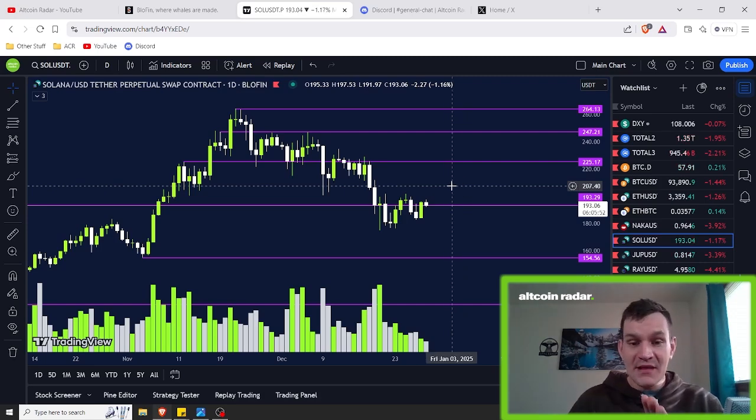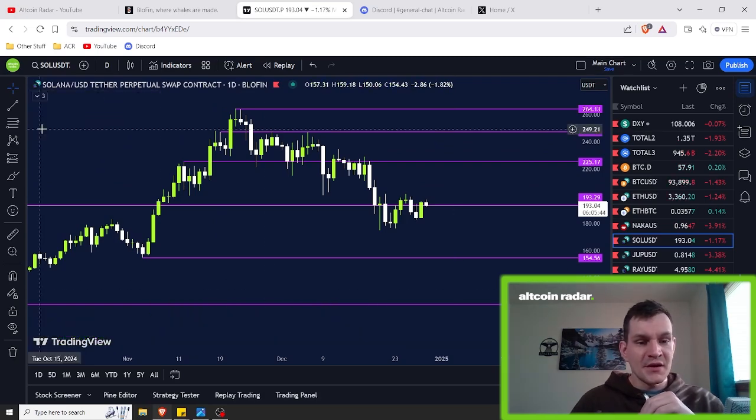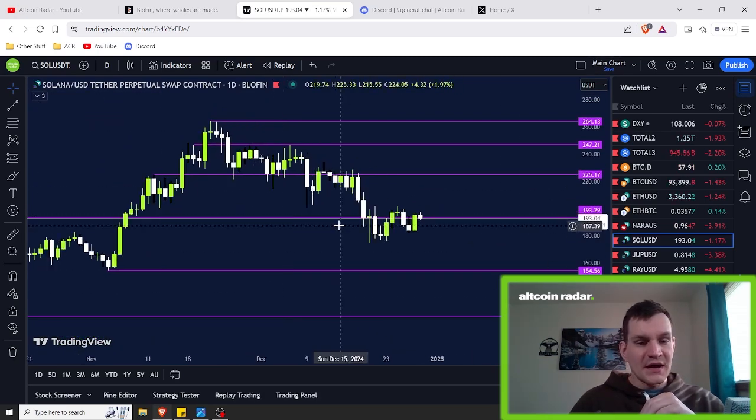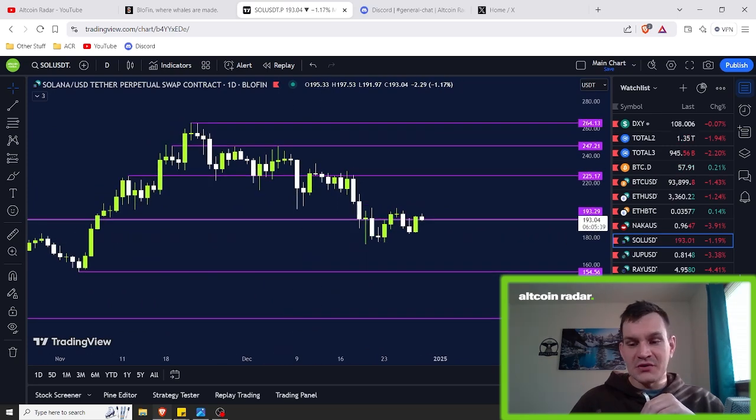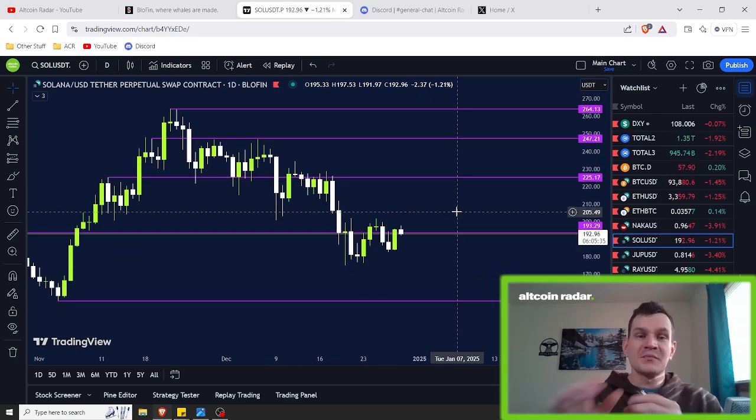Now what I mean by that is I'm going to show you some examples here on the daily chart. Let me go ahead and take out my volume here because that's kind of in the way and it's kind of annoying. So now we've got just the candles here and we are strictly looking at the candles and nothing else. And this is what I'm talking about when I'm talking about just looking at price action itself.